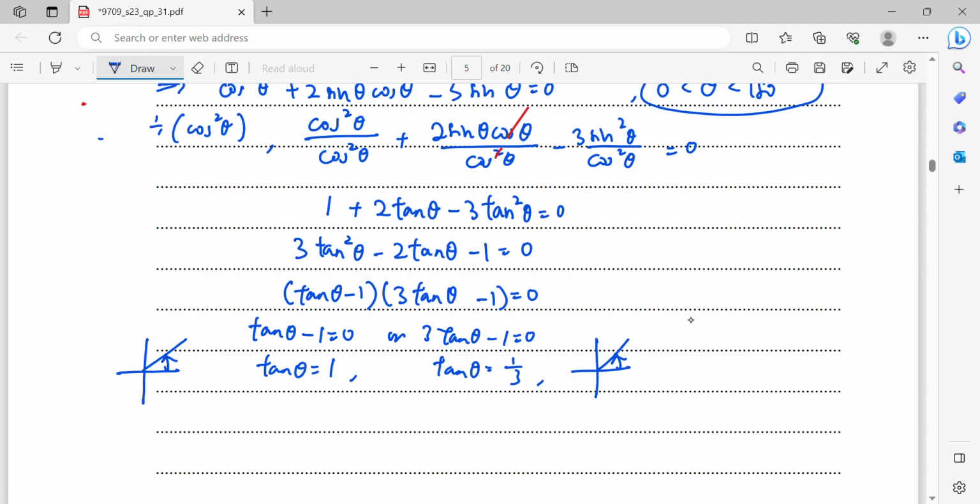Okay, so now use your calculator. Theta is inverse tangent 1. Inverse tangent 1 is basically 45 degrees. Okay, so here is going to be 45 degrees, and another one is going to be 100.